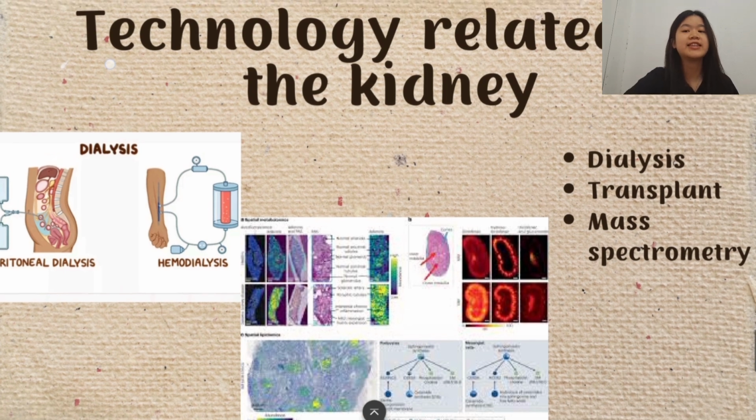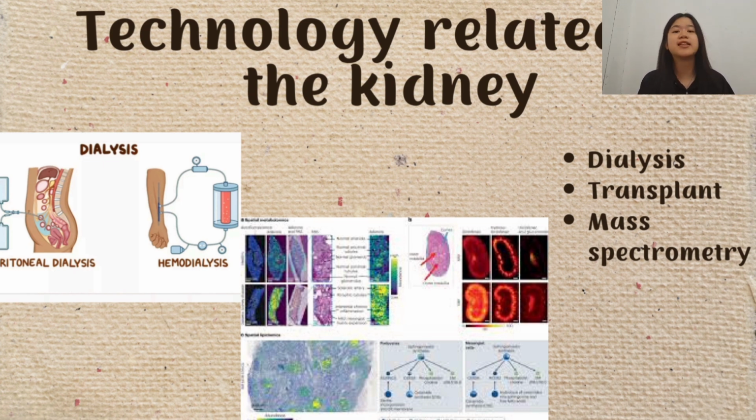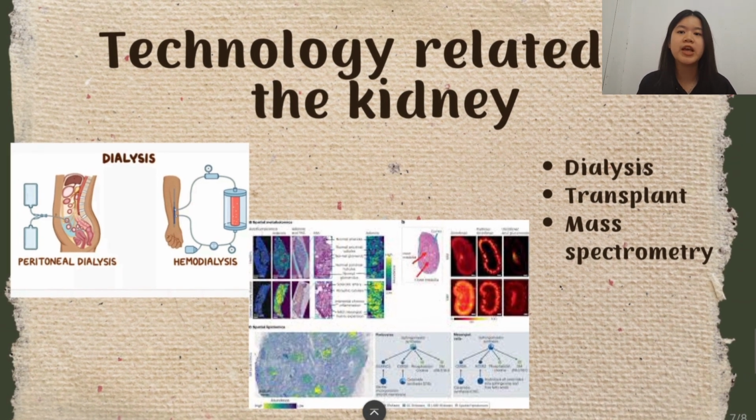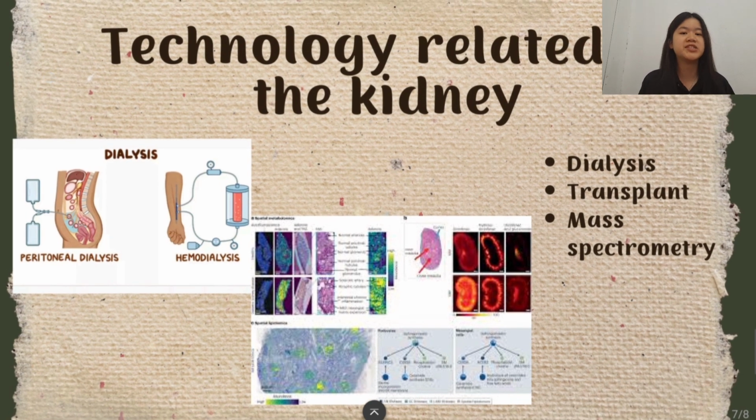Last but not least, I'm going to present the technology related to the kidney. First of all, dialysis is a life-sustaining therapy used in advanced kidney failure. It partially replaces kidney function by removing metabolic waste, excess electrolytes, and water from the blood. Although it does not fully restore normal renal function, dialysis helps patients survive when the kidney can no longer maintain homeostasis. There are two types of dialysis, which are peritoneal dialysis and hemodialysis.